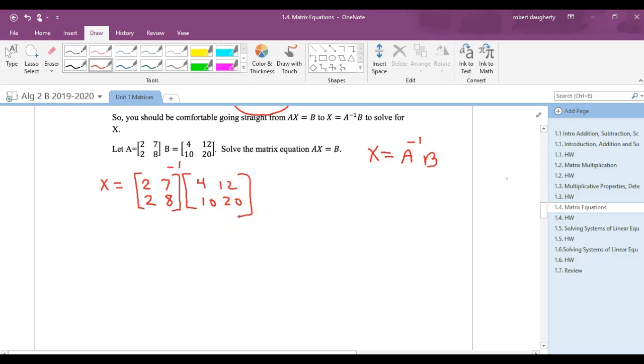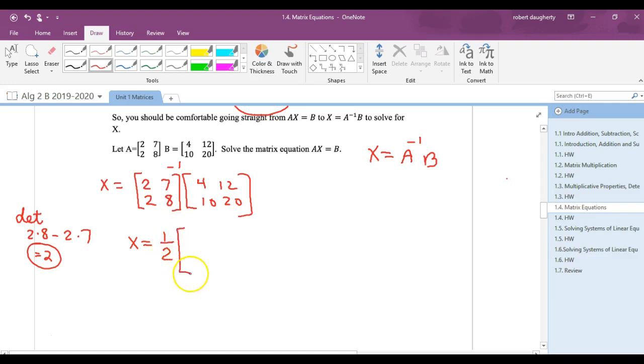So to find the inverse of this matrix, I must first find the determinant. So the determinant is going to be 2 times 8 minus 2 times 7. That's 16 minus 14, which is 2. So the determinant is 2. Right? So this inverse is going to be x equal 1/2.